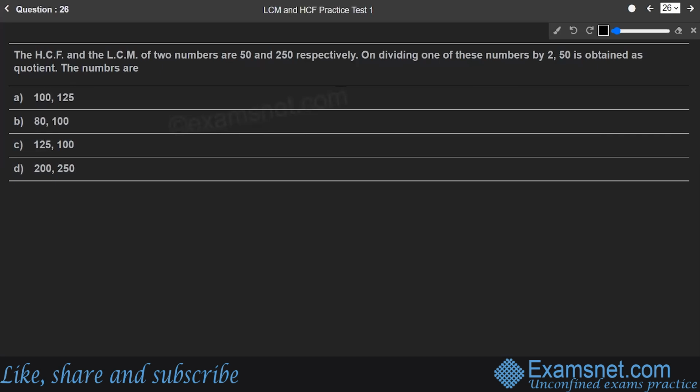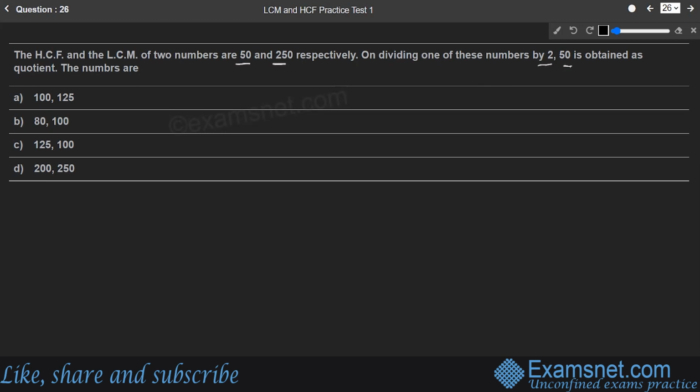Okay, so the question says HCF and LCM of two numbers are 50 and 250 respectively. On dividing one of these numbers by 2, 50 is obtained. So let us talk about this number. There is a number which is getting divided by 2, and we are getting 50 as a result.